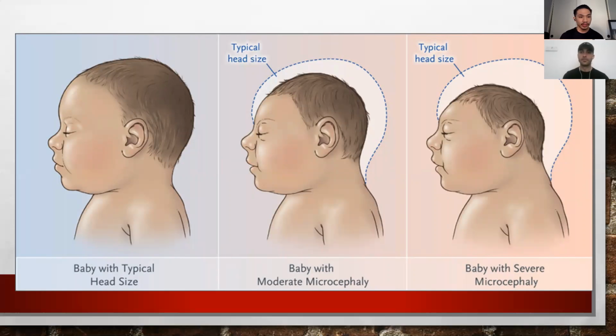Here is a picture with a baby with typical head size, a baby with moderate microcephaly, and a baby with severe microcephaly. In pregnant women, the Zika virus can cross the placenta and target and kill neural progenitor cells. These neural progenitor cells are responsible for neural proliferation, migration, and maturation. When these are killed and inhibited, this prevents the development of brain tissue. Microcephaly affects 5 to 15% of infants born to Zika-infected mothers.